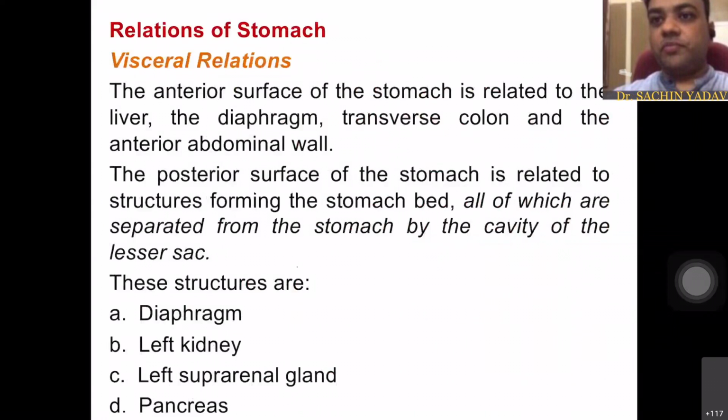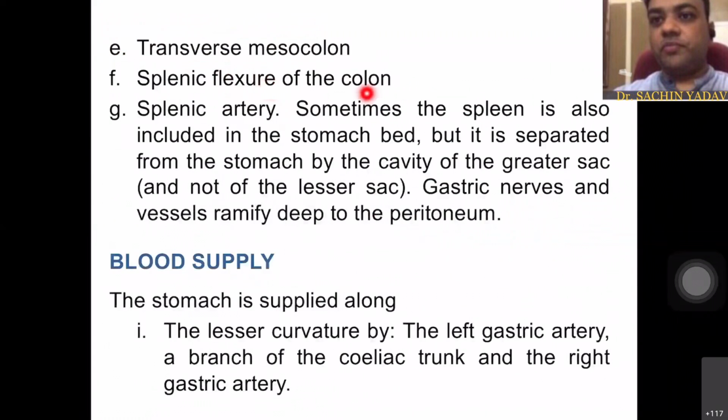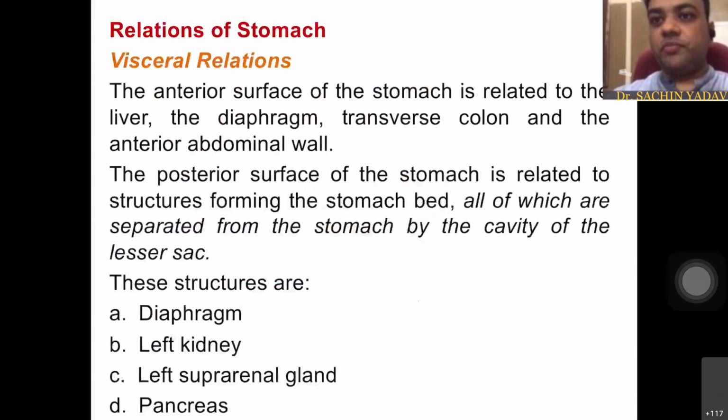The splenic flexure of the colon, and splenic artery, spleen. So here it is written. Spleen is also included in the stomach bed, but separated from the stomach by the cavity of the greater sac. Gastric nodes, vessels ramified deep to the peritoneum. So all these are the structures present in the stomach bed.